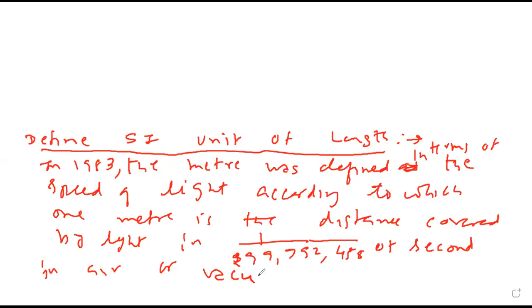Earlier it was defined in terms of wavelength, but recently it is defined in terms of the speed of light, which is the distance covered by light in 1/299792458 of a second in air or vacuum. Right definition? The distance covered in that much time, which you have to remember: 299792458.